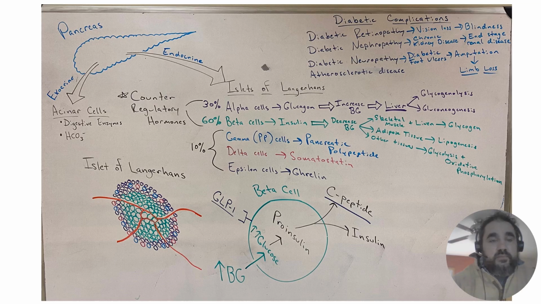Okay, last topic here, the pancreas. So the pancreas is our last endocrine organ. It has two portions. It has an exocrine portion that releases digestive enzymes and bicarb. These are acinar cells.